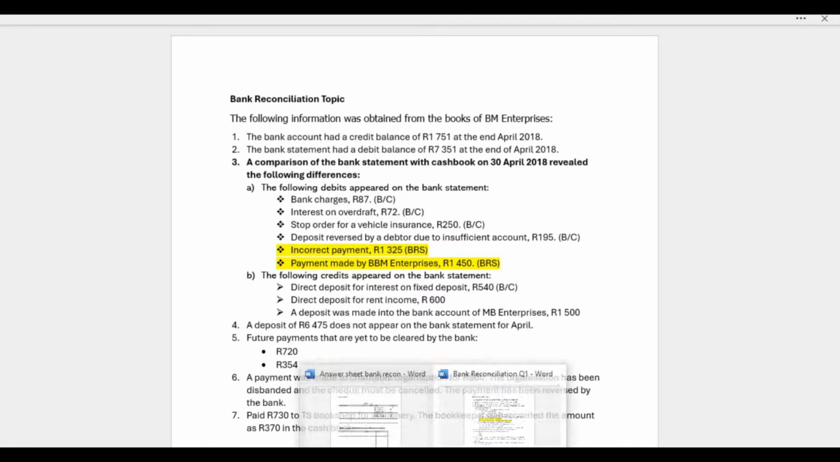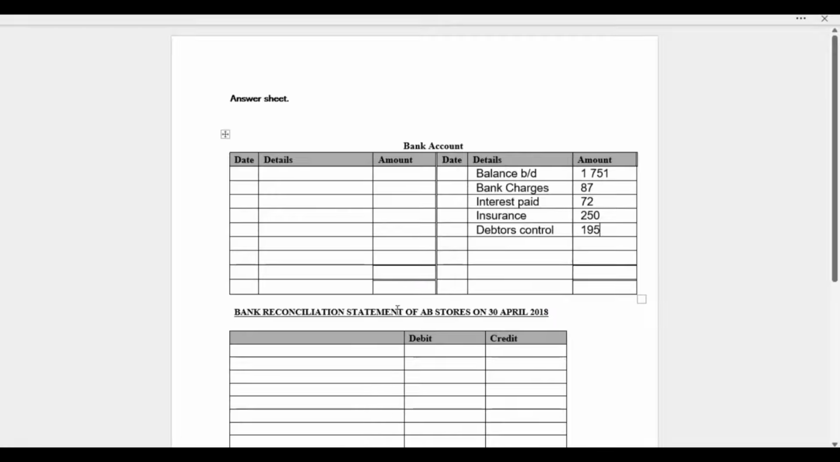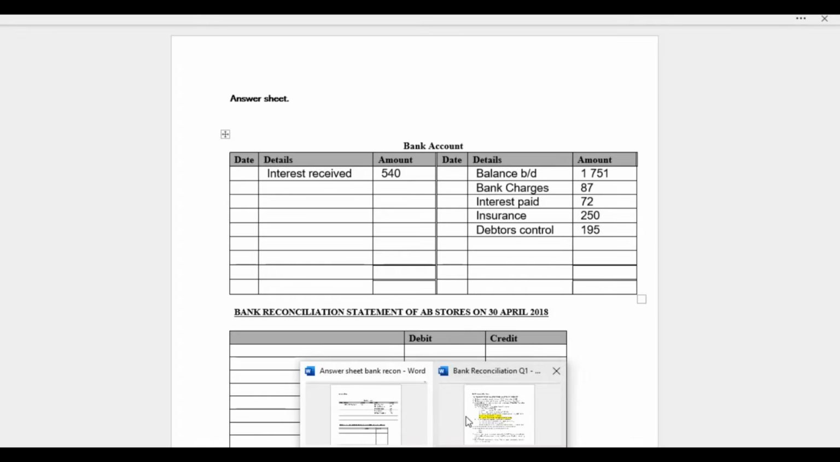So we can go to the bank account, go to the debit side and say interest received, or interest income. You can say interest income or interest received. The amount is 540, right? And then let's go to the next transaction.